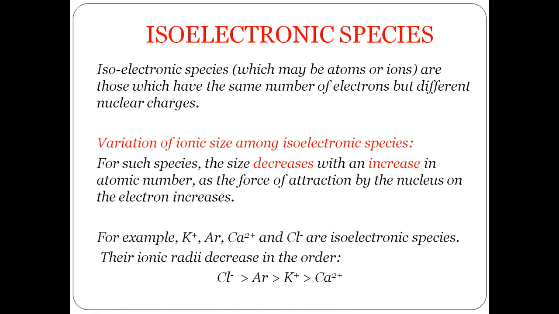Calcium has 20 protons and 18 electrons. So it can pull the electron cloud more efficiently than the others. So that is how we can understand the variation of size in isoelectronic species. Very, very important. Okay. Now coming to the next topic, that is ionization energy.